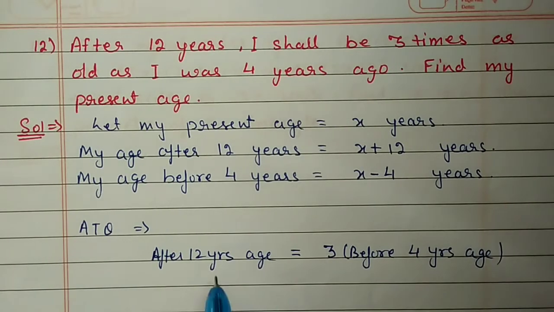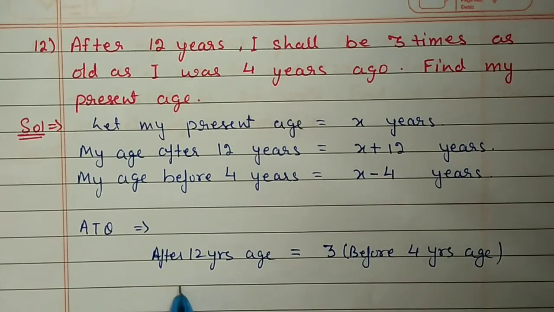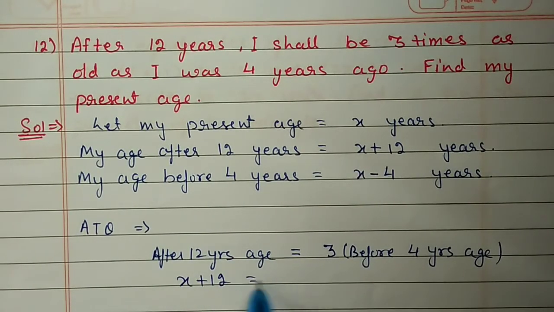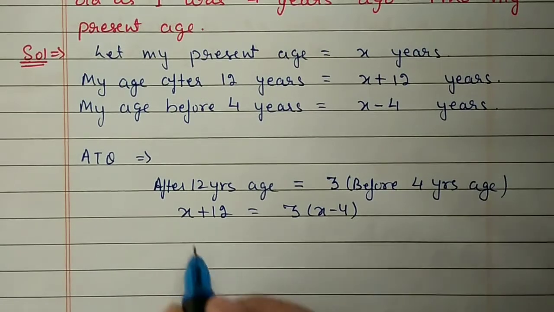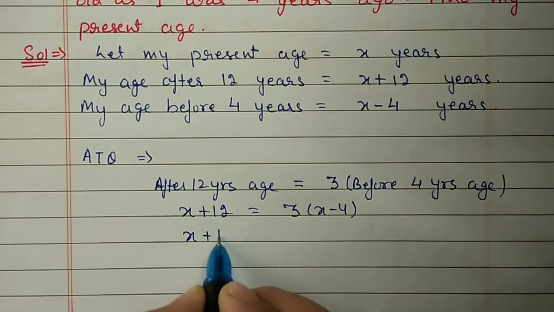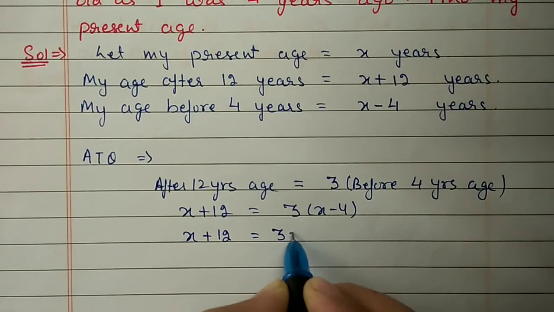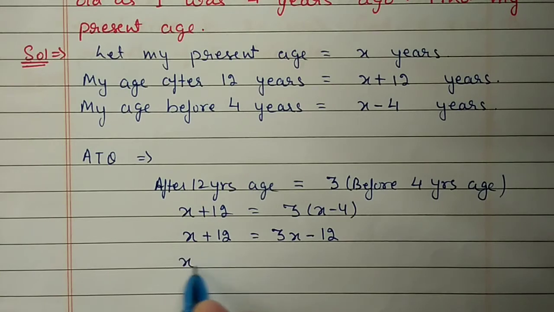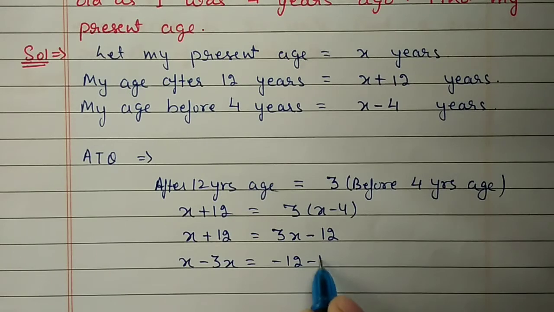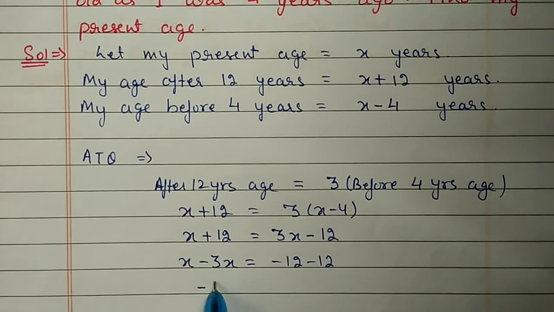We will substitute values here. After 12 years, age is x plus 12, and before 4 years it is x minus 4. First we will remove the bracket. 3x we can shift this side, it will come for subtraction, and 12 we can shift to the other side, it will go for subtraction. So x minus 3x we will get minus 2x, and minus 12 minus 24.